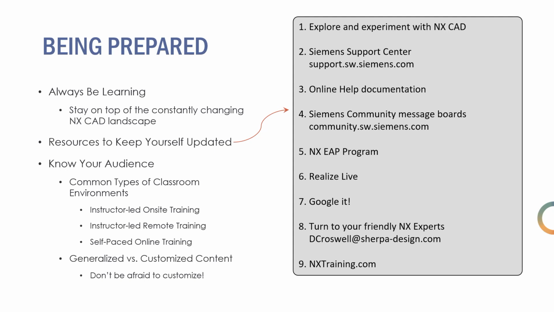If it turns out it's not being explained, or not being explained well, I have the Siemens community message boards to turn to. This is where an NX expert of some kind has graciously decided to answer questions that are being posted every day. Usually if I go there or simply Google my question, I'll find a link to where the answer is being provided. Of course, other things I or we can do are to attend NX learning events such as EAP, the Early Access Program, and even this event, Realize Live.